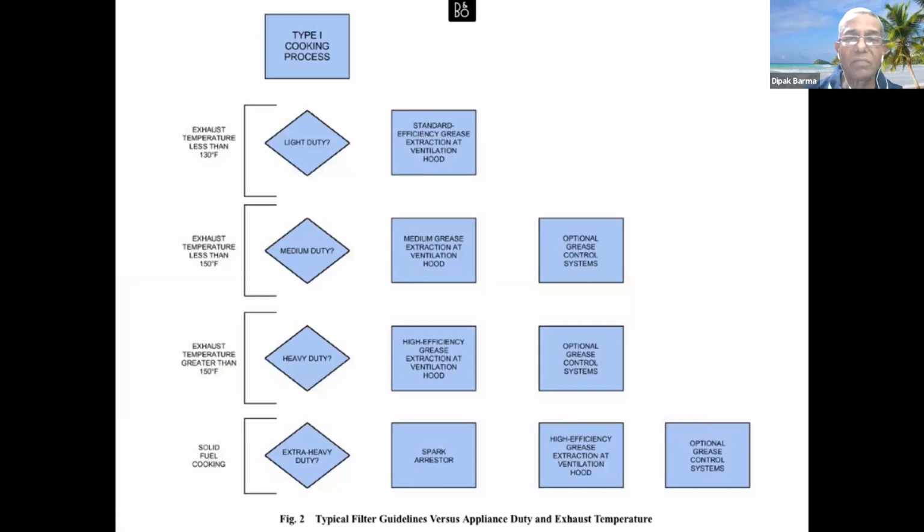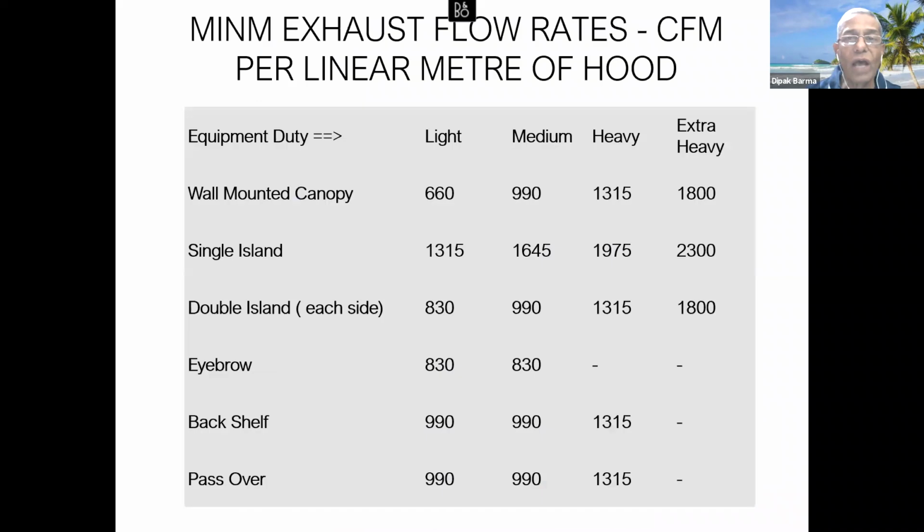These are the different standards. I don't think we need to go into details. Medium duty, heavy duty, which we have already just talked about, where we need high efficiency grease filtration, optional grease control where it's very high, so that we do not have.